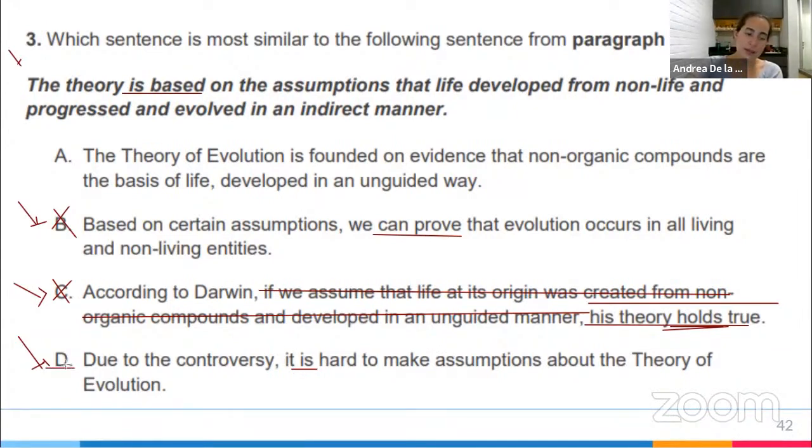So option D, again, is focusing on something else, whether it's hard or not to make these assumptions, which has nothing to do with the main idea from the original one. The only one whose main verb is the same or is a synonym is option A. And that is a good tip. Look at the main verbs.